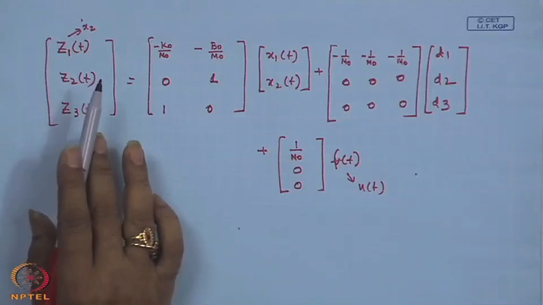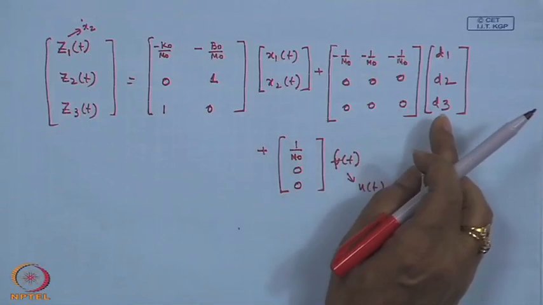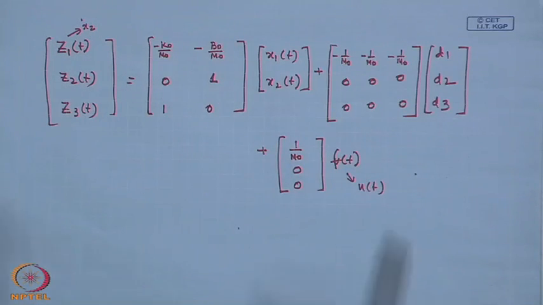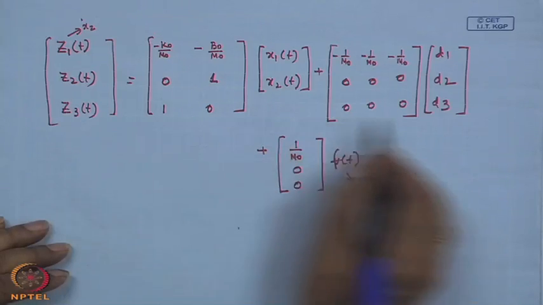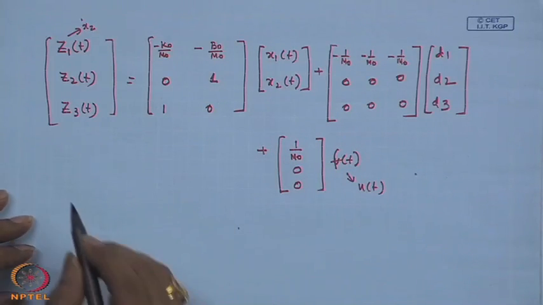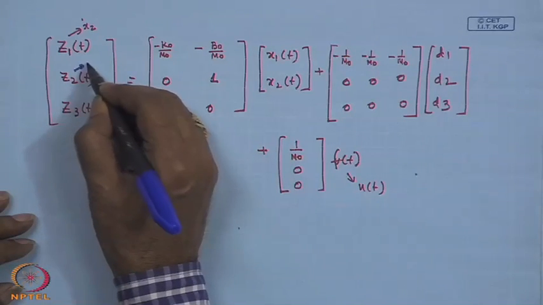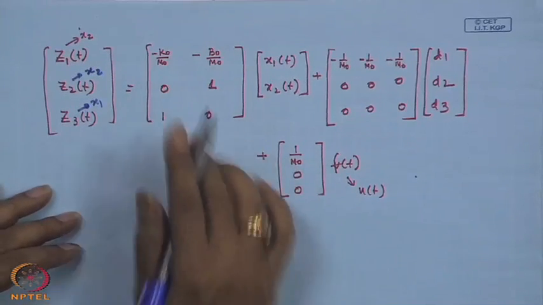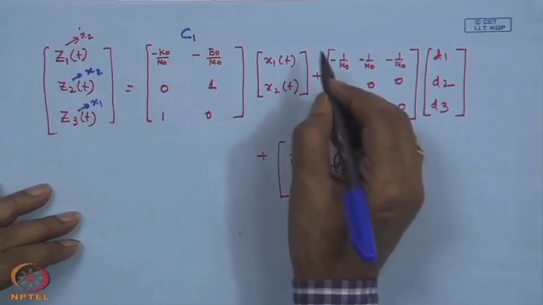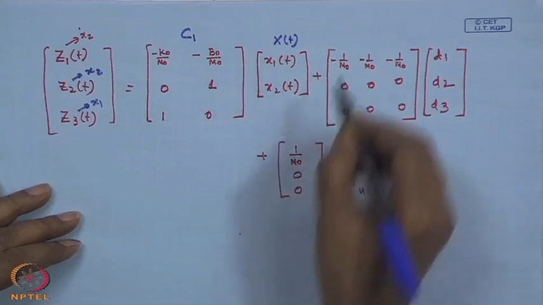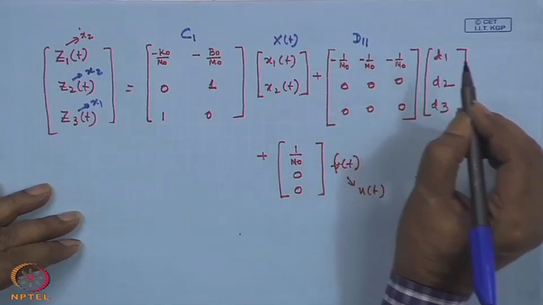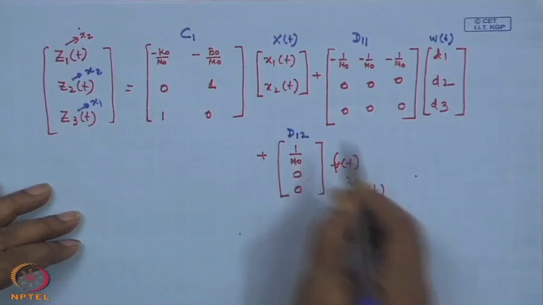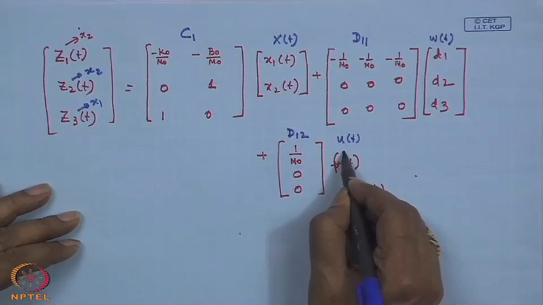So, this is how we express the part of model output, a relation between z1, z2, z3, in an expression like this. What is the main purpose of writing this one? I will tell you later, but we can write it this way. So, I will write it now. This is nothing but our x2 and this is nothing but our x1. So, we consider this is our c1 and this is our x of t, and this is our d11 and this is our w of t in general. That is d12 and this is u of t.